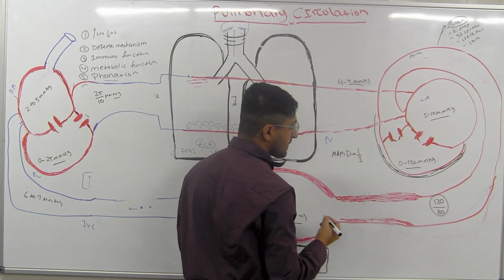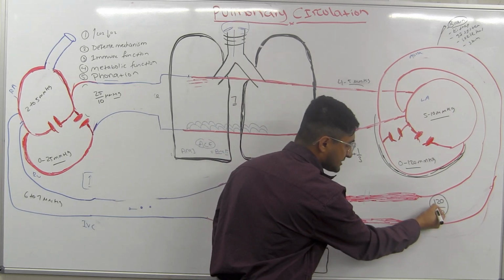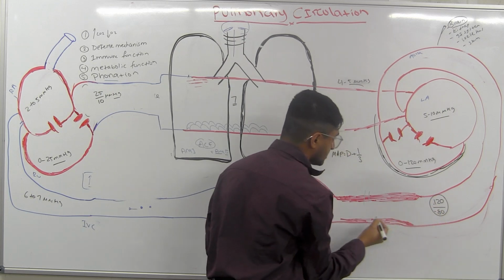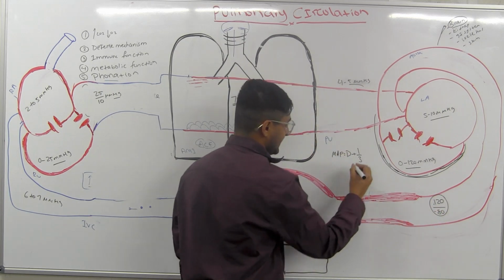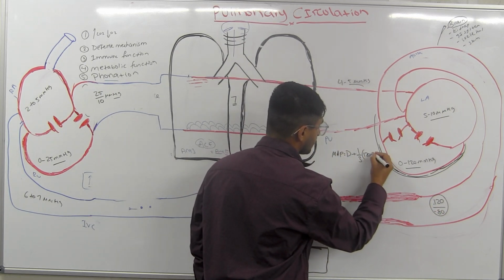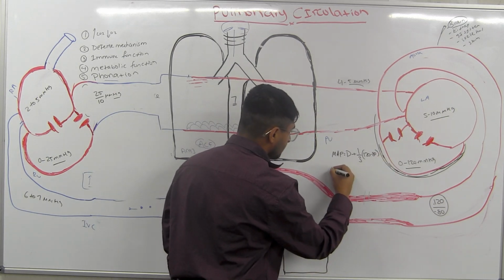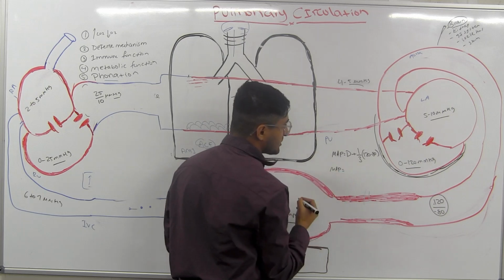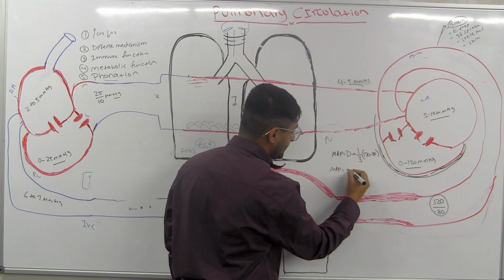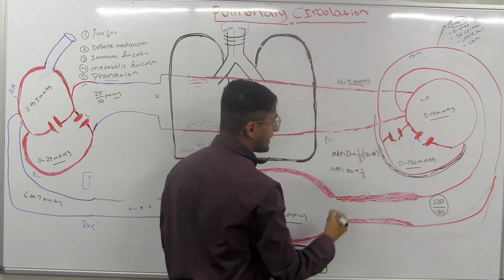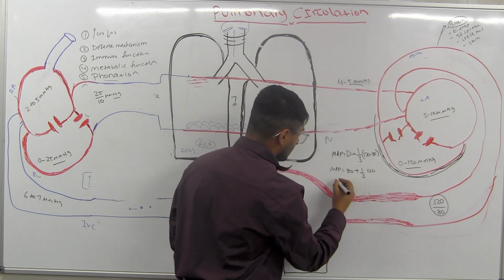What is the pulse pressure? Basically, this is my systolic pressure, and this is diastolic, right? This is a contraction pressure, this is a relaxation pressure. So you just do 120 minus 80, which is 40. Then the mean arterial pressure is equal to what? Your diastolic pressure is 80, plus one third of 40. What is that going to give me?